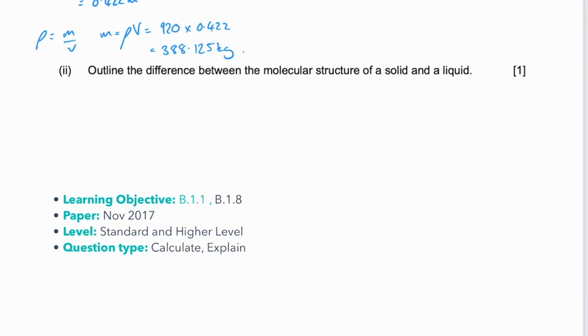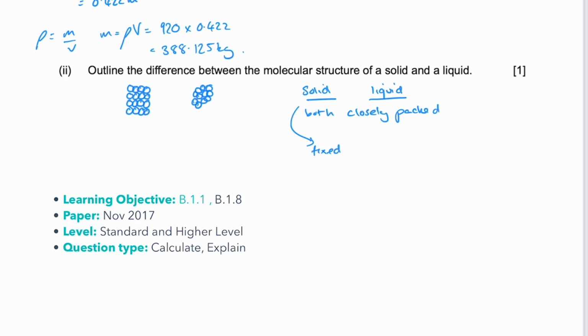B. Outline the difference between the molecular structure of a solid and a liquid. Well, a solid looks like this, and a liquid looks like this. What's the difference? Solid, liquid, both closely packed, so that's not a difference. A solid has a fixed structure, and in a liquid, they move easily around each other, don't they? They can easily move.